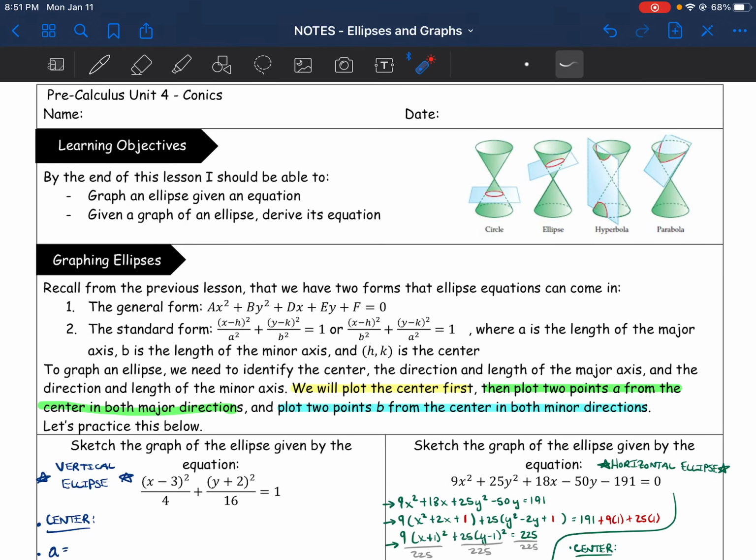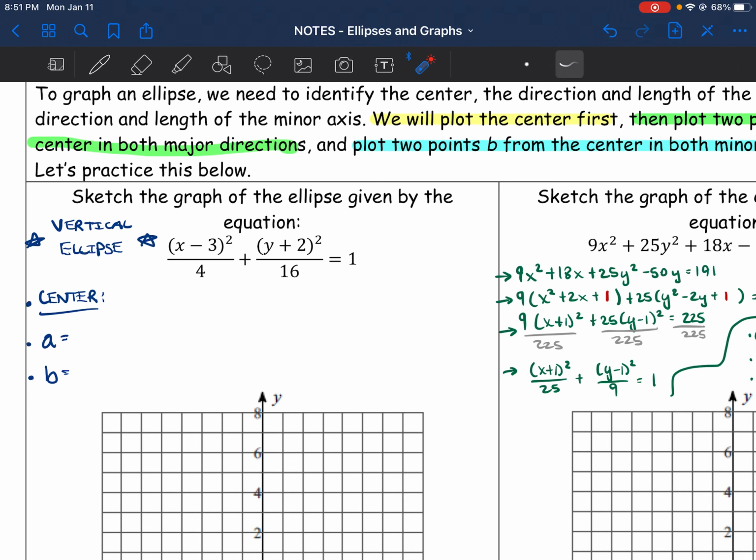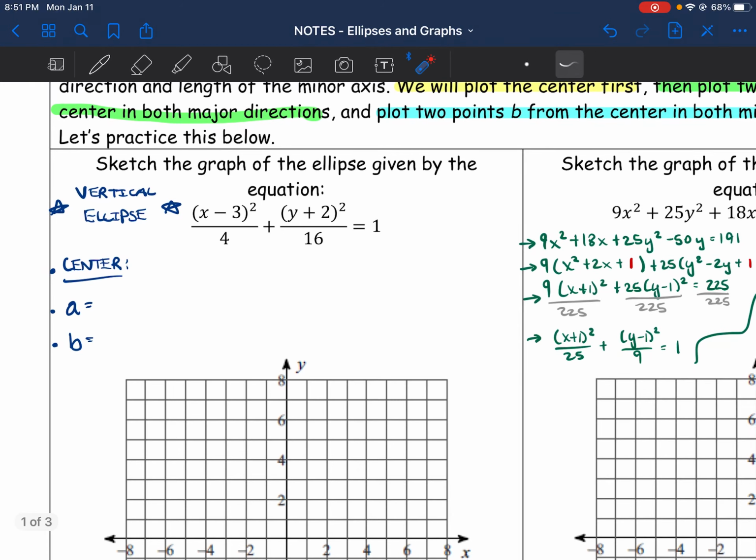Let's see some examples. So here in our first example, we want to sketch the graph of the ellipse given by the equation (x minus 3) squared over 4 plus (y plus 2) squared over 16 equals 1. First thing that I notice about this is that we are working with a vertical ellipse. I know it's a vertical ellipse because the larger denominator is underneath the y variable, meaning that our ellipse is being scaled larger in the vertical direction.